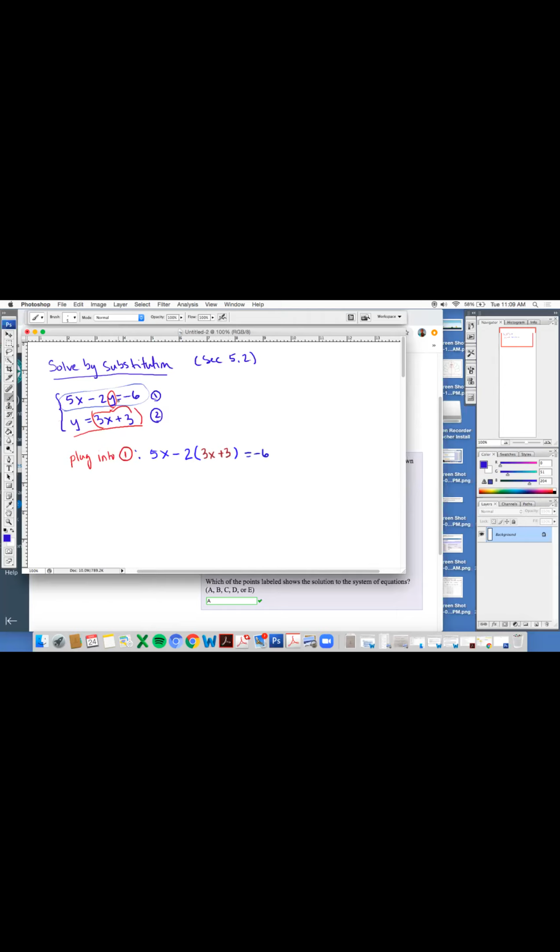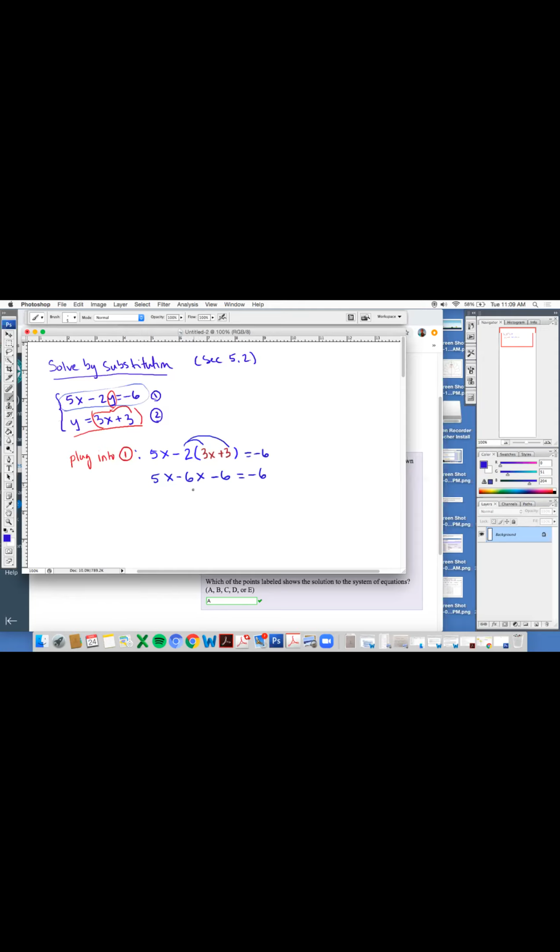Okay, so we replaced one variable by another because the equation said that those were equal. And now we get an equation that we can solve. Okay, so we have 5x minus... I get negative 6x minus 6 equals negative 6. Okay, and we continue with the solving.